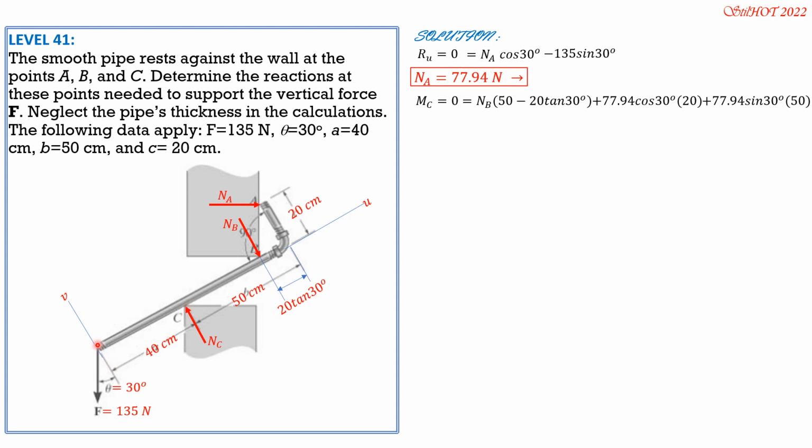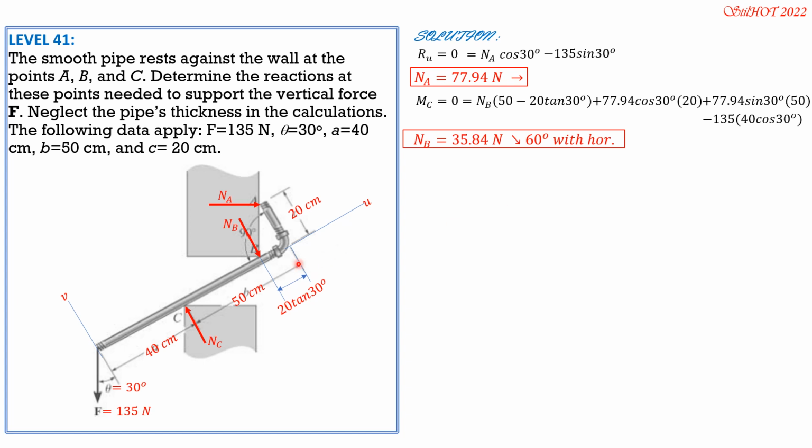Then minus 135 times this distance, this moment arm is 40 cosine of 30. So again, this is 40, this moment arm, 40 cosine of 30. So we can now solve NB. NB is equal to 35.84 newtons down to the right, 60 degrees with the horizontal. This angle is 60 degrees with the horizontal, 30 degrees with the vertical.